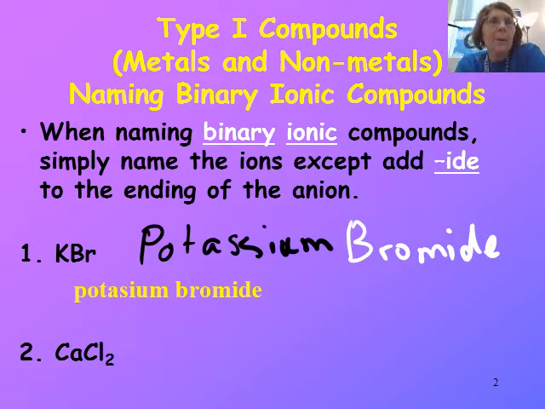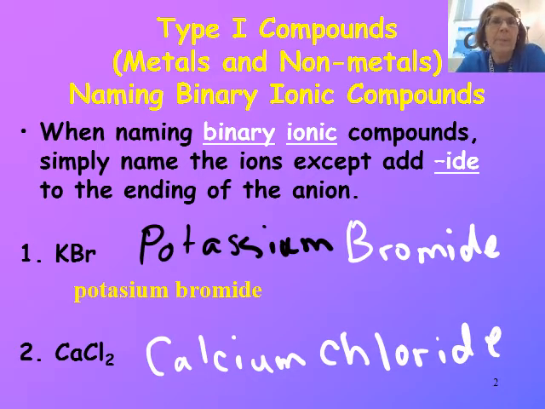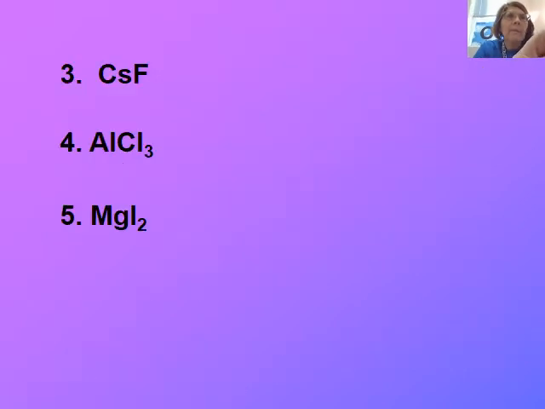So when we're naming binary ionic compounds, we ignore the subscripts. The little 2 there, we're going to ignore. So we name it calcium. We look for Cl. Cl is chlorine, so we name it calcium chloride. So we're going to look for Cs. So Cs is cesium. And then we're going to look for F. F is fluorine. So we get cesium fluoride.